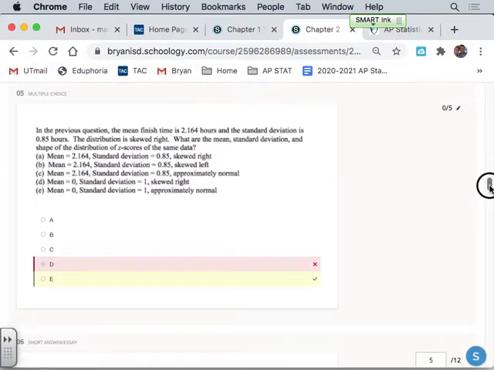Okay, this one. That's the one from the previous question. Yeah, but we actually didn't really need the information above it there. But yeah, this one was tough. This one was probably the most missed one of all of them. So in the previous question, the finish time was this. The main thing is that it gave you the mean, it gave you the standard deviation, and then it said the distribution was skewed to the right. So basically it's saying I did have a skewed to the right distribution, and I had a mean of 2.164 there.